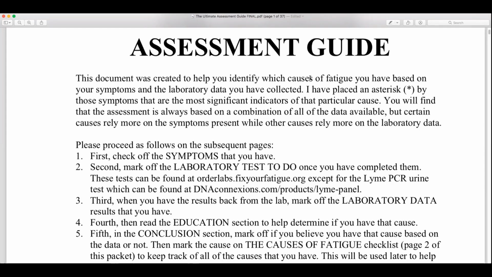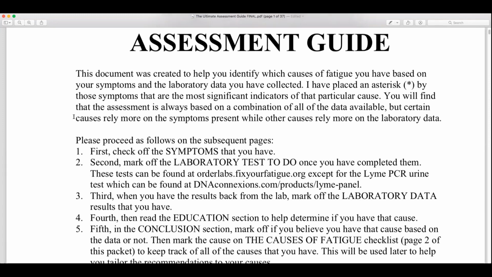This document was created to help you identify which causes of fatigue you have based on your symptoms and lab data. I've placed an asterisk by those symptoms that are the most significant indicators of that particular cause. The assessment is always based on a combination of all the data available, but certain causes rely more on the symptoms present, while others rely more on the laboratory data. I'm going to note that below so that it'll make it easier for you.